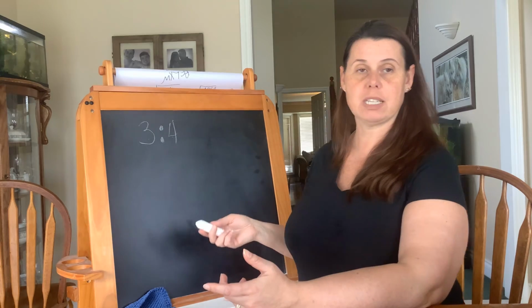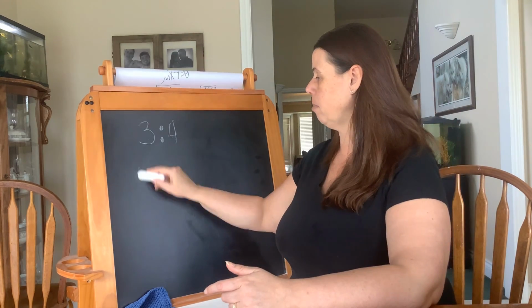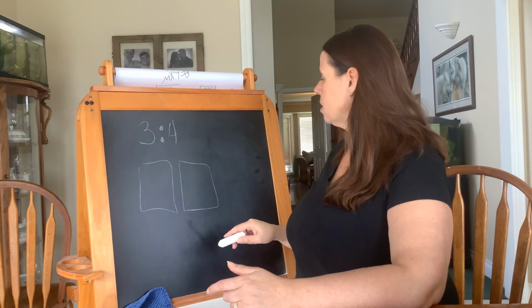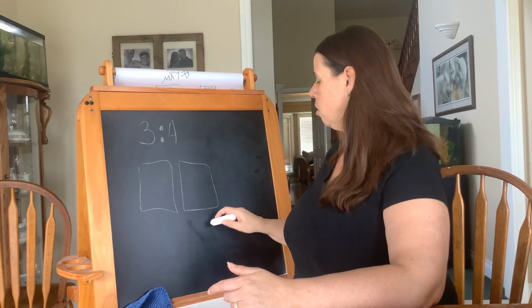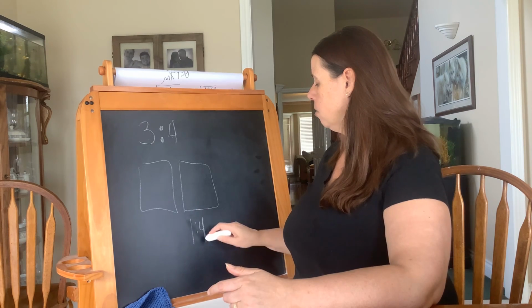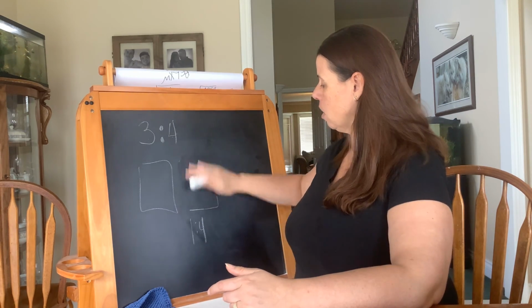So say you were mixing concrete, right? You've got a bag of concrete, maybe a couple of bags of concrete, and it'll say the ratio is like 1 to 4, which means that one bag of concrete.